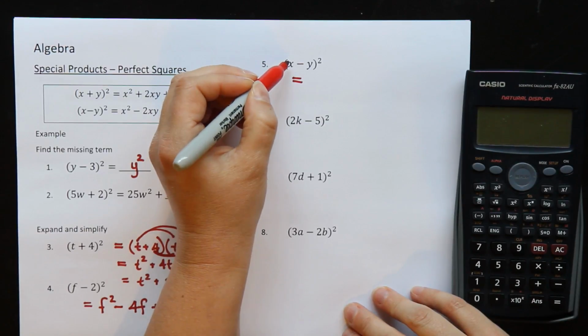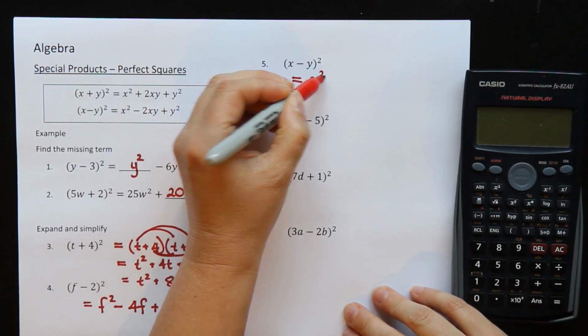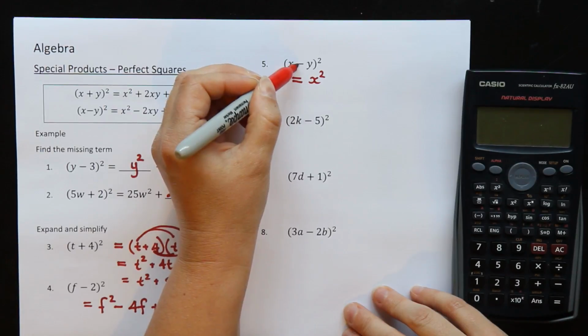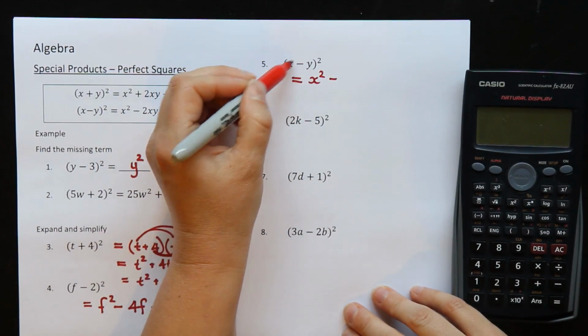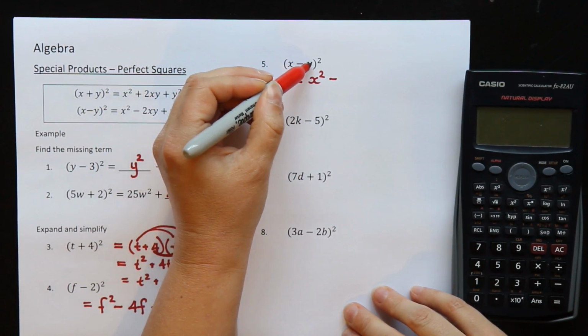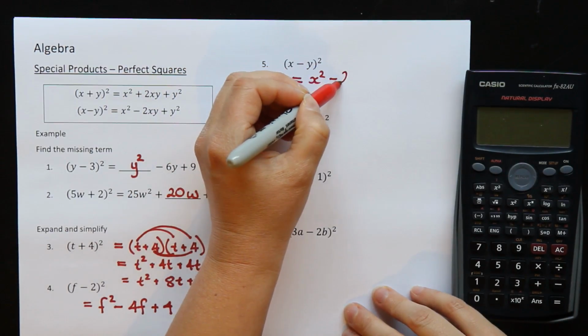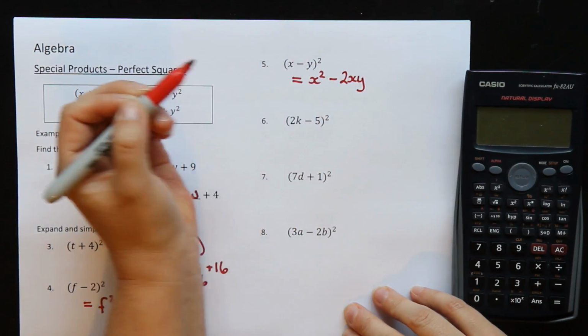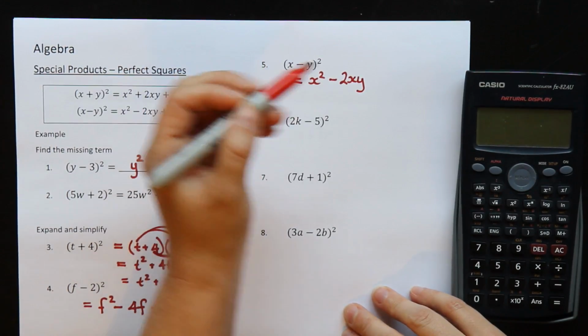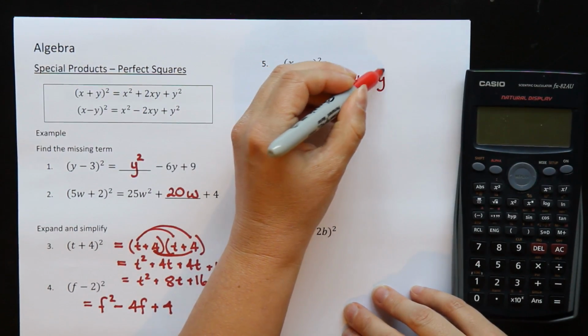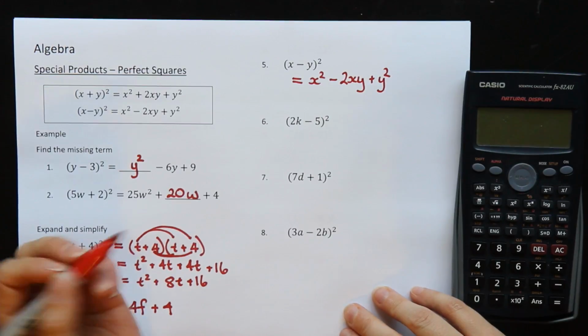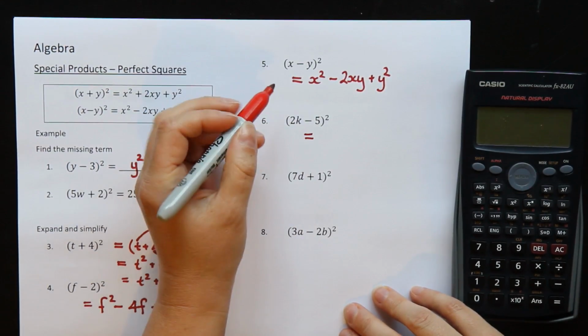First we do x times x is x squared. Then we're going to have a minus sign, so it's going to be minus, times the middle, these two together, x times y is xy, and double that, or 2 times that, will be 2xy. And then y times y is y squared. Done. Okay, let's do it again.